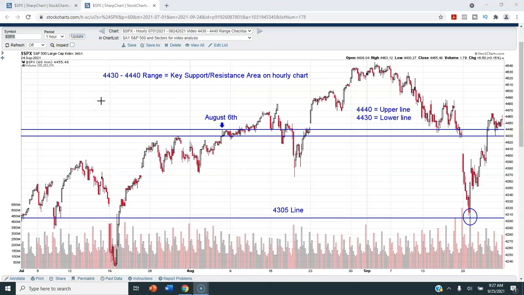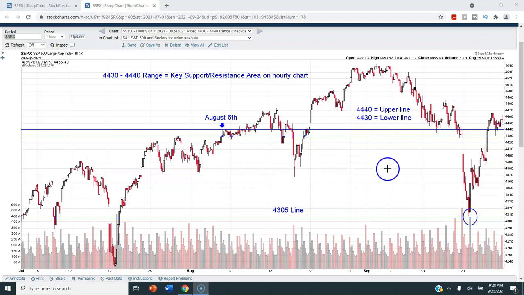Okay, so this chart is an hourly candlestick chart of the S&P 500 that starts back at the 1st of July and, of course, runs all the way through Friday, September 24th. So again, each candlestick on this chart does represent 1 hour of trading. Have a couple of lines here. We have the 4305 line at the bottom here. We have a 4430 line and a 4440 line right there.